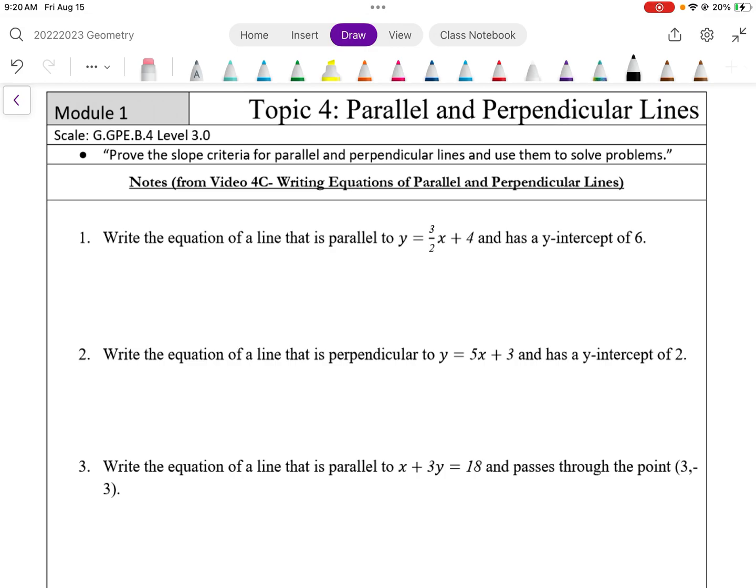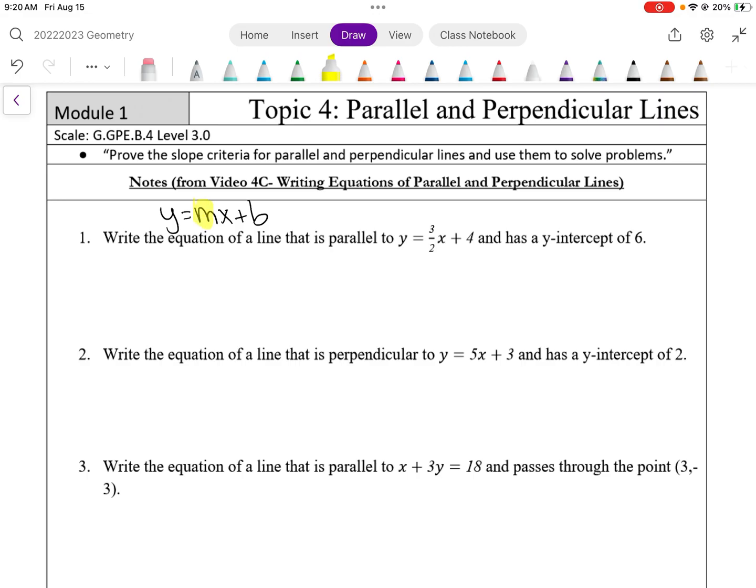So a couple things we need to remember. From the last video, we talked about parallel and perpendicular slopes. Parallel lines have the same slope. Perpendicular lines have opposite reciprocal slopes. Now, this lesson goes right along with topic 3. Topic 3 is where you wrote the equations of lines through a point. So if you need to go back and review topic 3, do that. It's important that you get topic 3 down first.